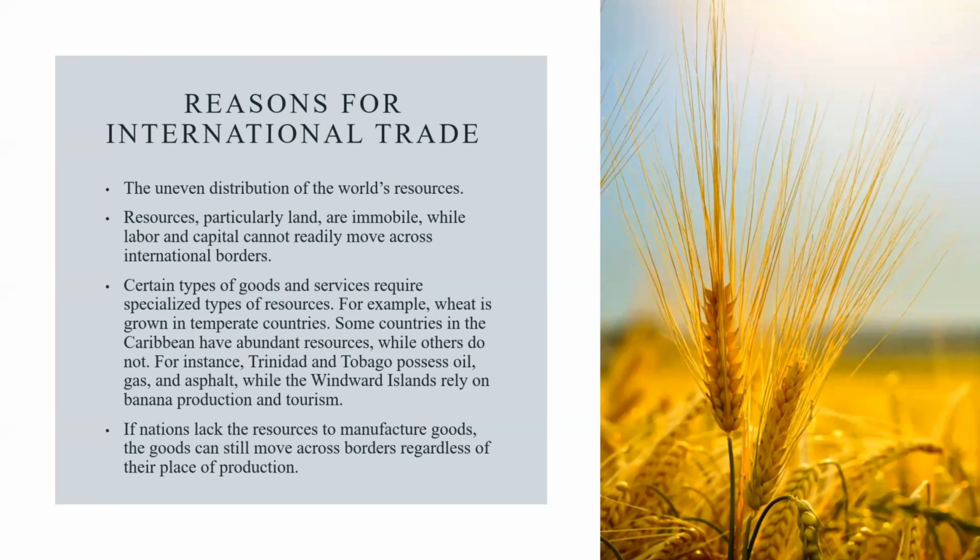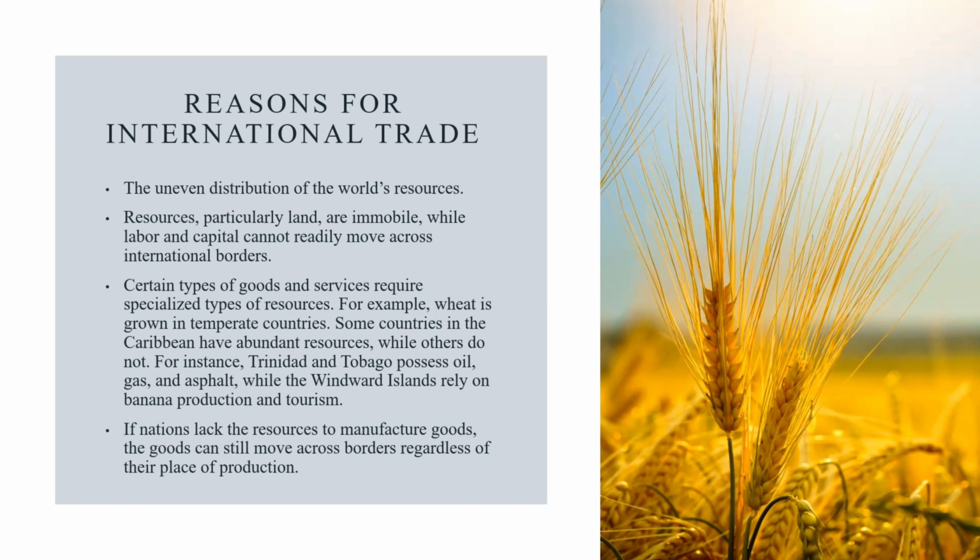Reasons for international trade. We have the uneven distribution of the world's resources, because each country in the world does not have all the resources it needs to produce all the goods and services it wants. Resources, particularly land, are immobile, while labor and capital cannot readily move across international borders. Also, certain types of goods and services require specialized types of resources.